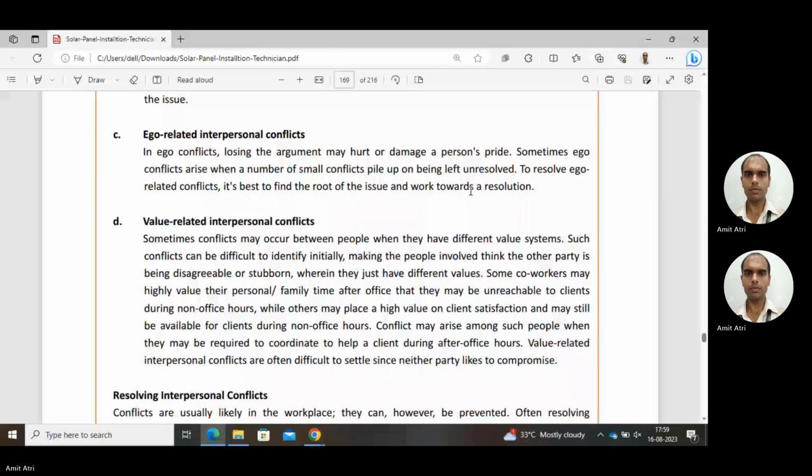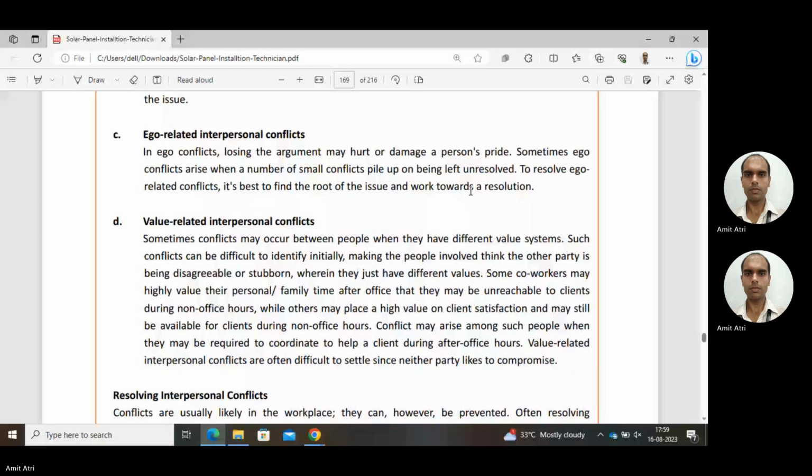Conflict may rise among such people when they are required to coordinate to help a client after office hours. It means office hours are over, the office is closed now, still some type of task is needed. So someone is giving it priority, someone is not giving it priority. He's giving his family or some other matter priority after the office hours. This can give rise to a conflict.